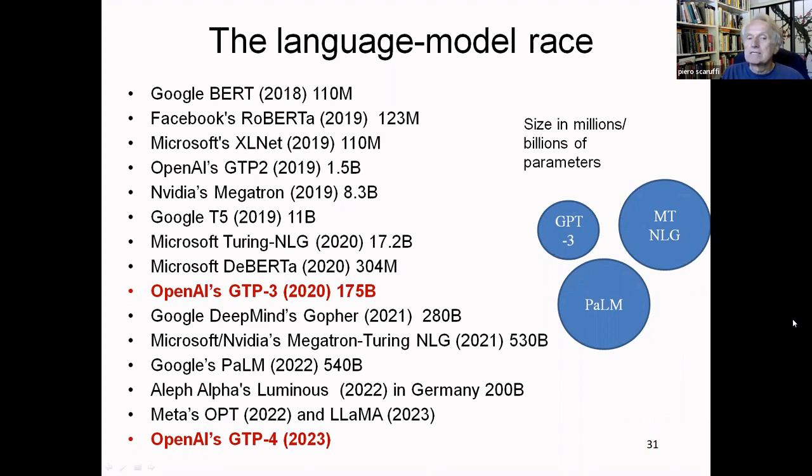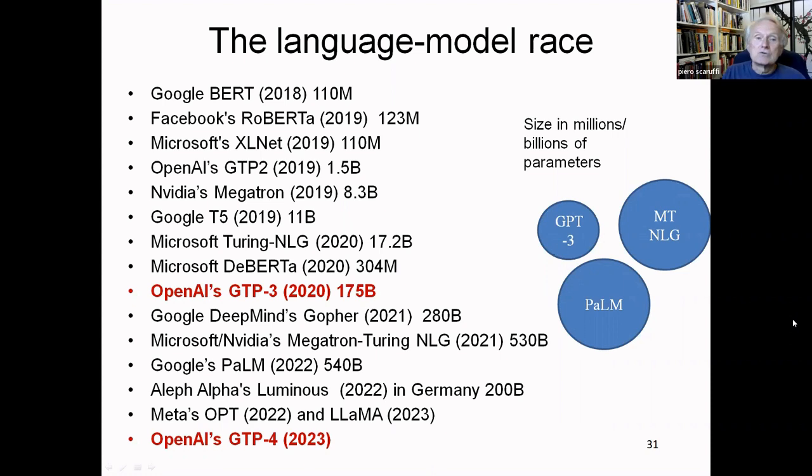The size of these models is actually not the size of the data set. It's not the number of texts that tells us the size of a model. It's the number of parameters. What's a parameter? It's a little bit like in the human brain, where there are neurons, and the neurons are connected by synapses and axons. The connections between the neurons, you can see that as the parameters.